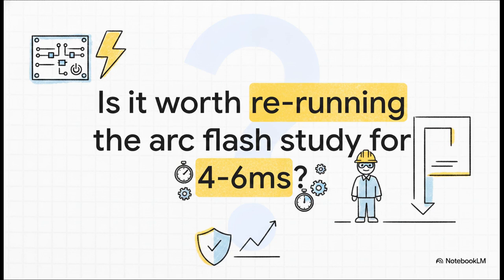If you verify a 4 to 6 millisecond clearing time improvement and it puts your incident energy just below a major PPE boundary line, is it worth rerunning the arc flash study? The answer is a resounding yes. A safety-conscious engineer absolutely must rerun that study because those meticulously engineered saved milliseconds might just change the safety protocols for everyone on the floor and ultimately save a life.